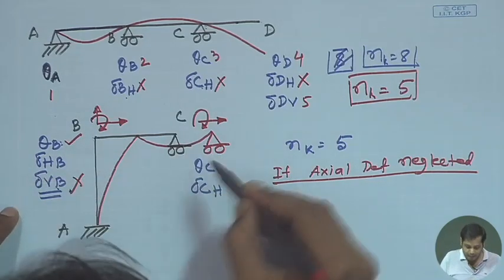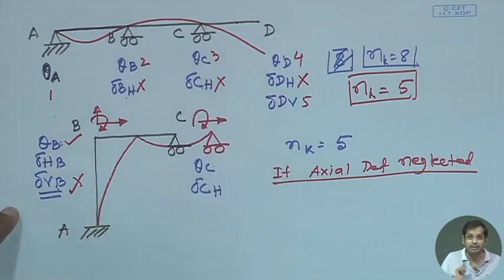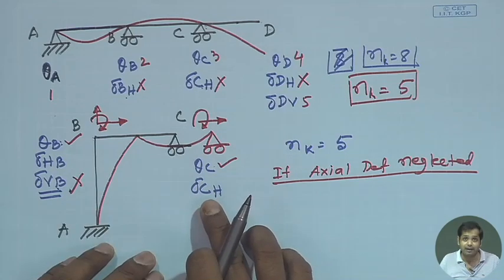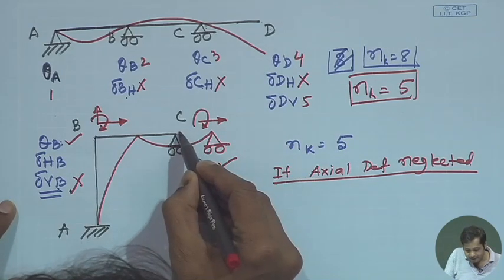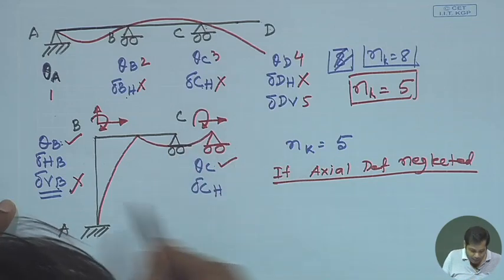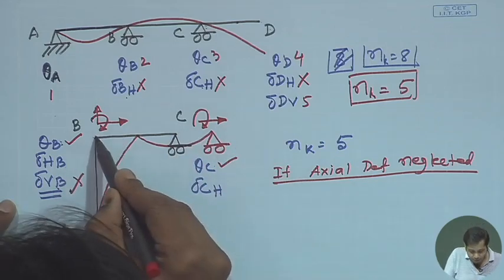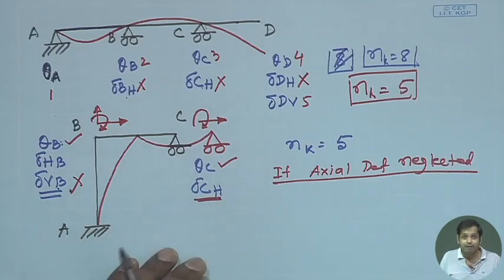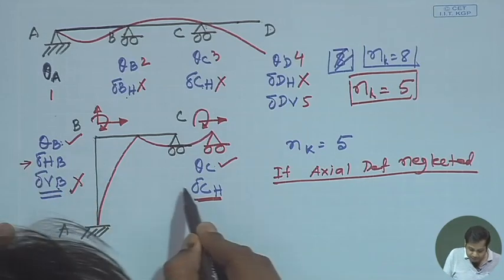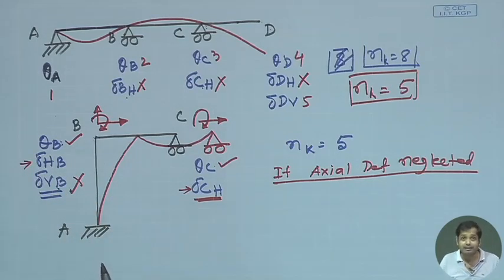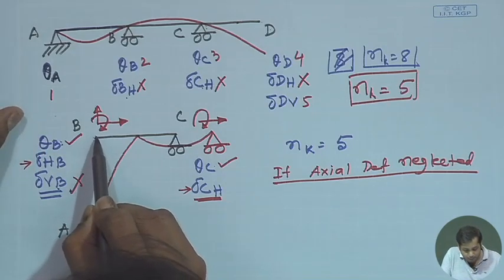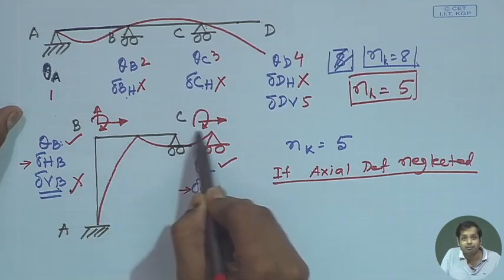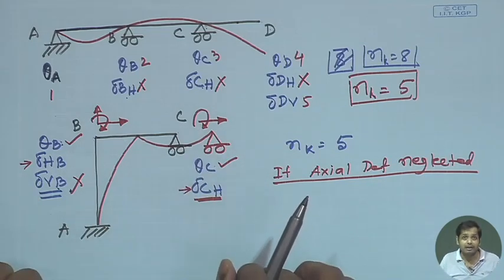Now, look at point C. What is theta C? Theta C is the rotation at point C. Rotation at point C is allowed. Now, see what is delta CH, what is the effect of delta CH? The effect of delta CH is that point C moves in this direction, and the effect of delta HB is that point B moves in this direction. Now, if these values are different, meaning the amount by which point B moves in this direction and the amount by which point C moves in this direction are different, then what happens?